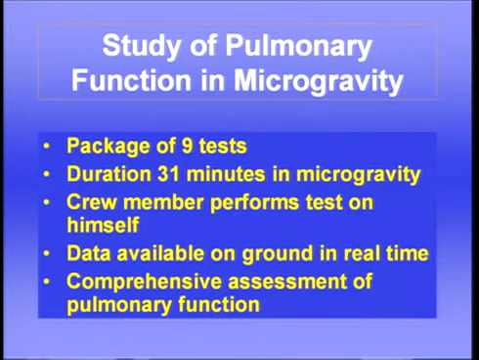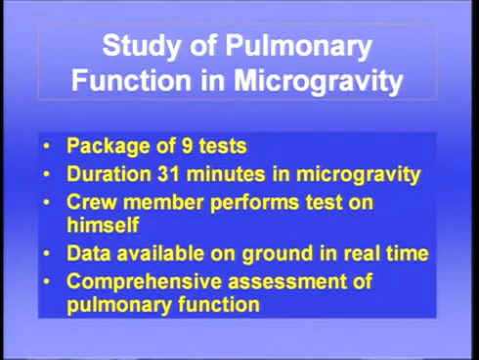So we were able to do a study of pulmonary function in microgravity, and I'll just mention that very briefly. We had a package of 9 tests, many of them similar to tests I've been talking about during this series of lectures. They're the sort of tests you do in the normal pulmonary function laboratory. But we were able to arrange for these tests to be done in just over an hour, and furthermore, that a crew member could perform the tests on himself or herself. That's a very valuable feature from NASA's point of view, because crew time is at a premium on a flight. They're very worried about crew time.